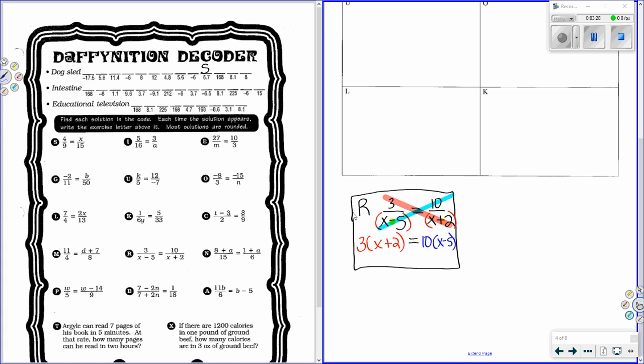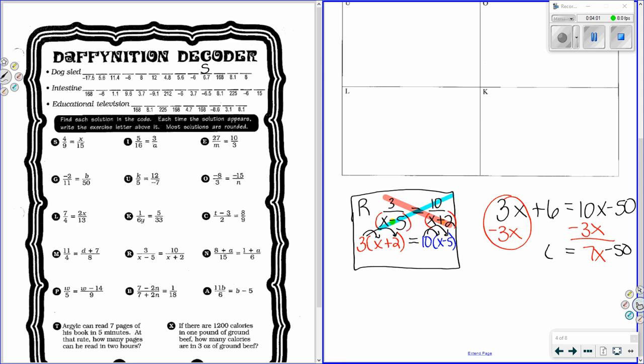The first step is to get rid of the parentheses on the left side, so we have 3x plus 6. We have to get rid of the parentheses on the right side, so we have 10x minus 50. We've done lots of problems like this. This is where we need to zero out our x's and get them moved together. Once we get our x's moved, then we need to zero out our constants.